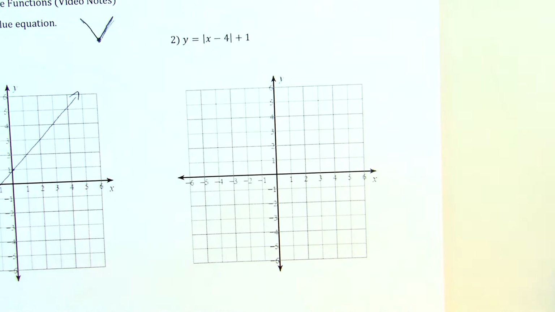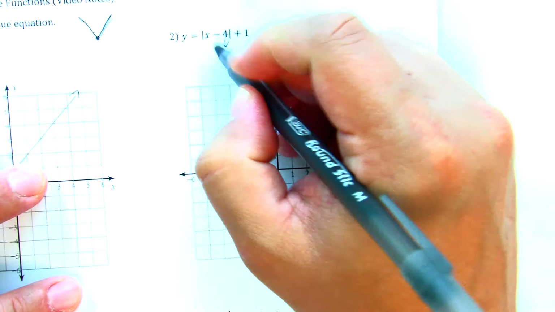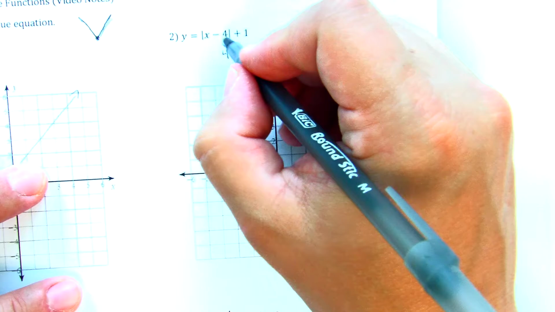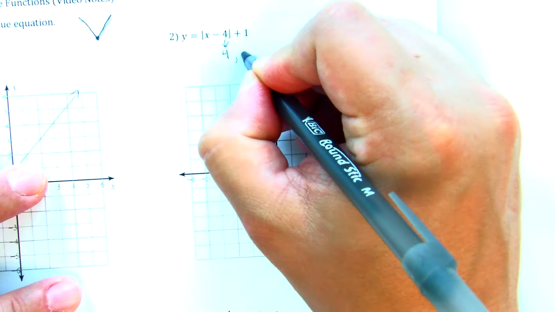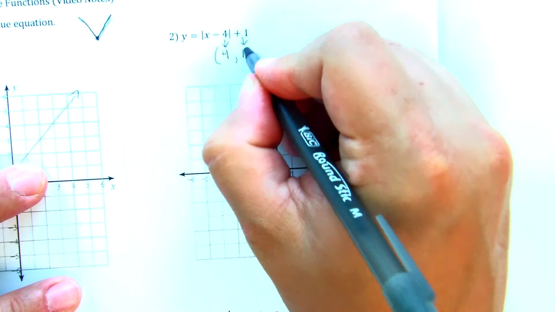Let's try another one. First we'll find the vertex. Well, this minus 4 tells me that the x value of my vertex is going to be positive 4. This plus 1 here tells me that the y value is going to be positive 1. Remember, we don't switch the y value. So here's my vertex.